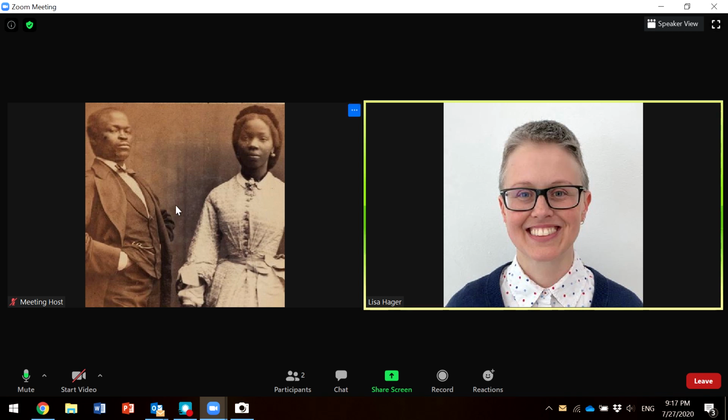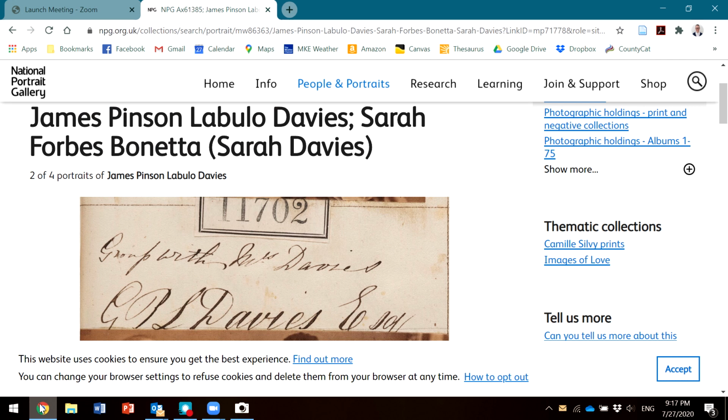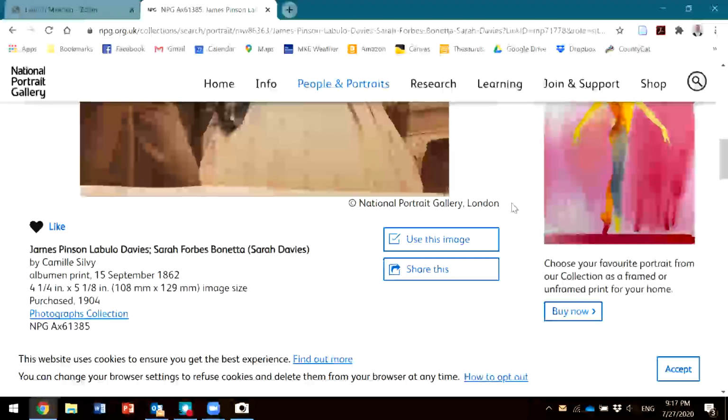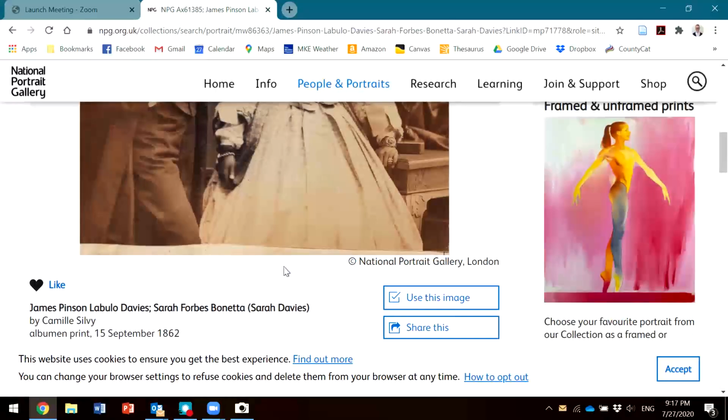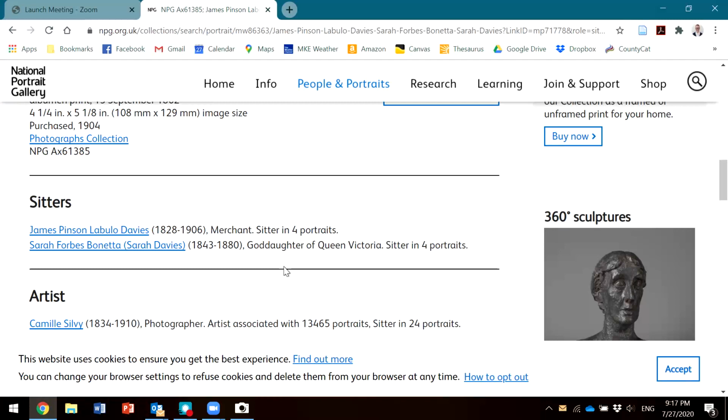In case you're curious about my phone account's profile picture, that is James Pinson Labulo Davies and Sarah Forbes Bonetta Davies, and this is from the National Portrait Gallery, so I thought I would give us a little bit of interesting imagery to look at. She is the goddaughter of Queen Victoria, which I think is quite fascinating and something that we should all probably pay a lot better attention to. So let's go back to our meeting here.